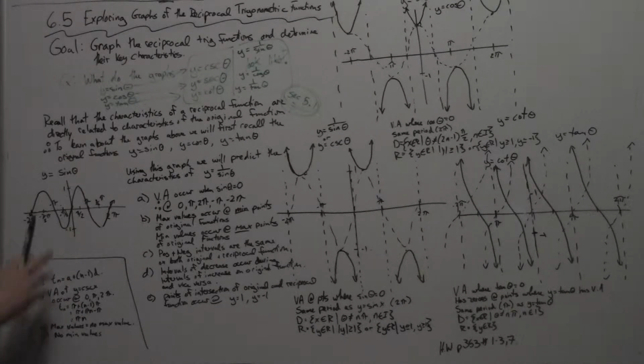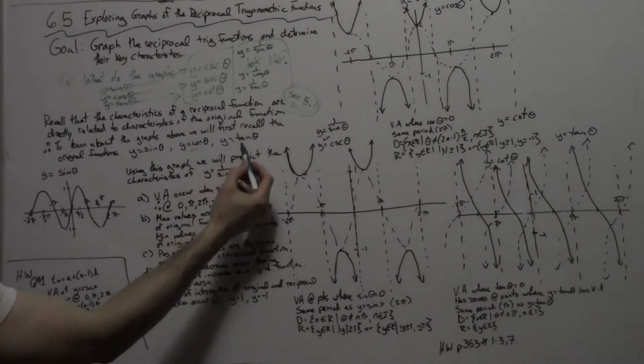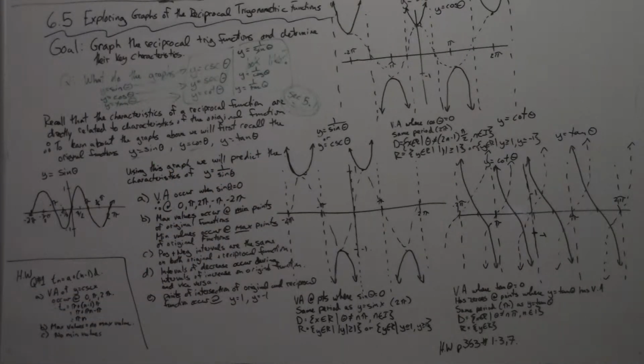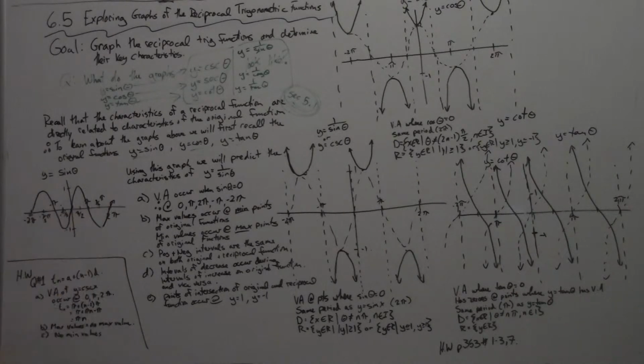Alright, so therefore, we want to learn about the graphs above. We will first recall the original functions of y equals sine x, y equals cos x, and y equals tan x, or tan theta. So we're going to focus on y equals sine theta first. Y equals sine theta, as we know, looks like this. There's our graph of y equals sine theta. Again, we are putting the units of the x-axis in radians as opposed to degrees, which we should be familiar with by now.